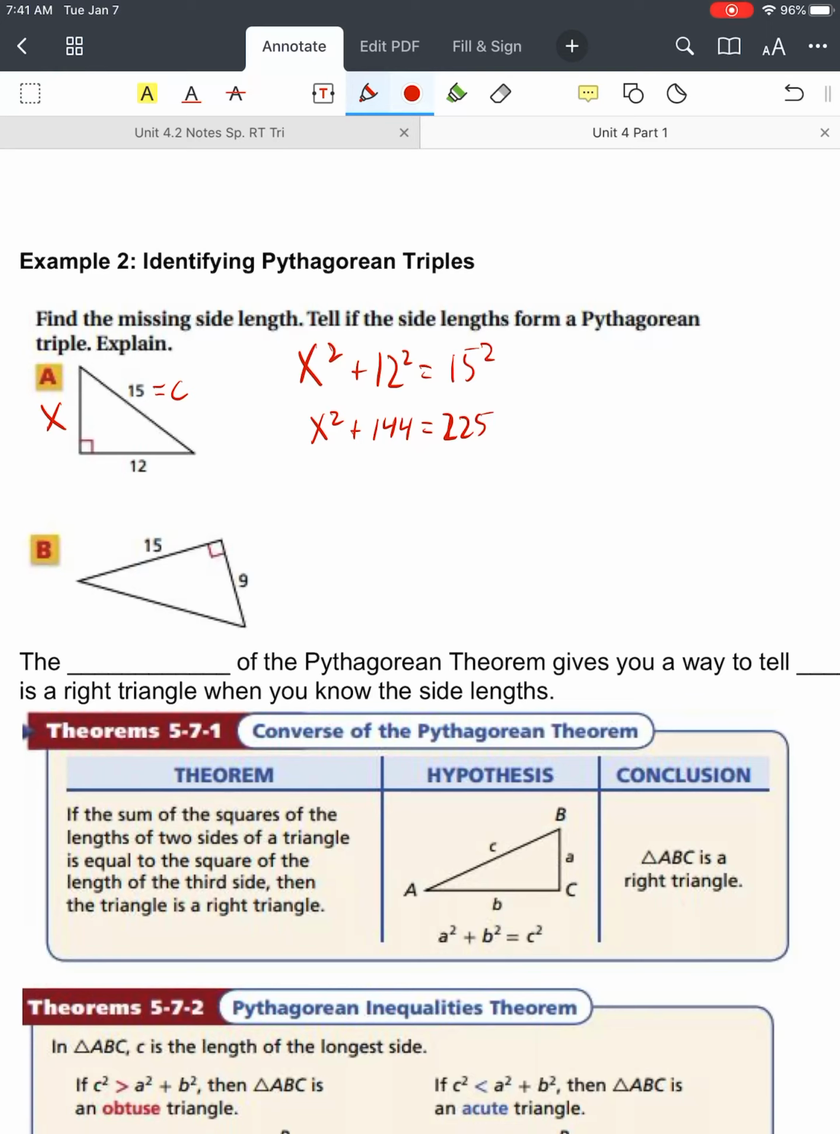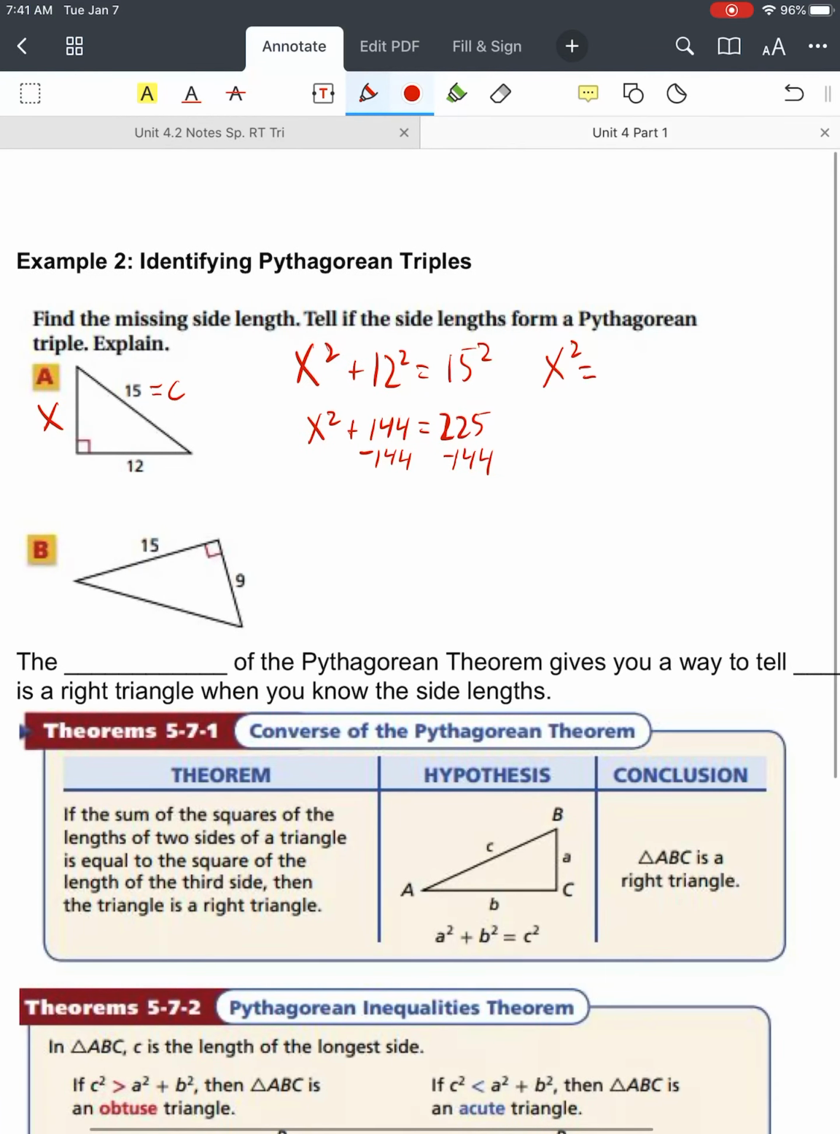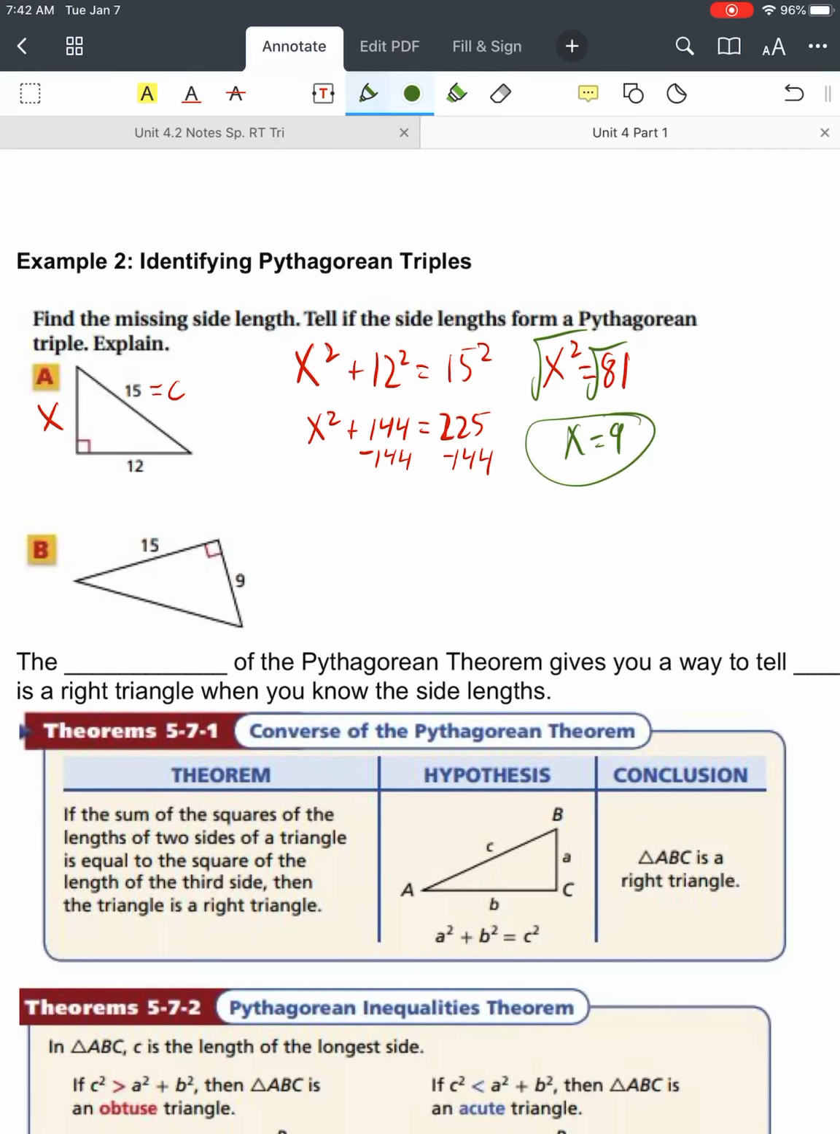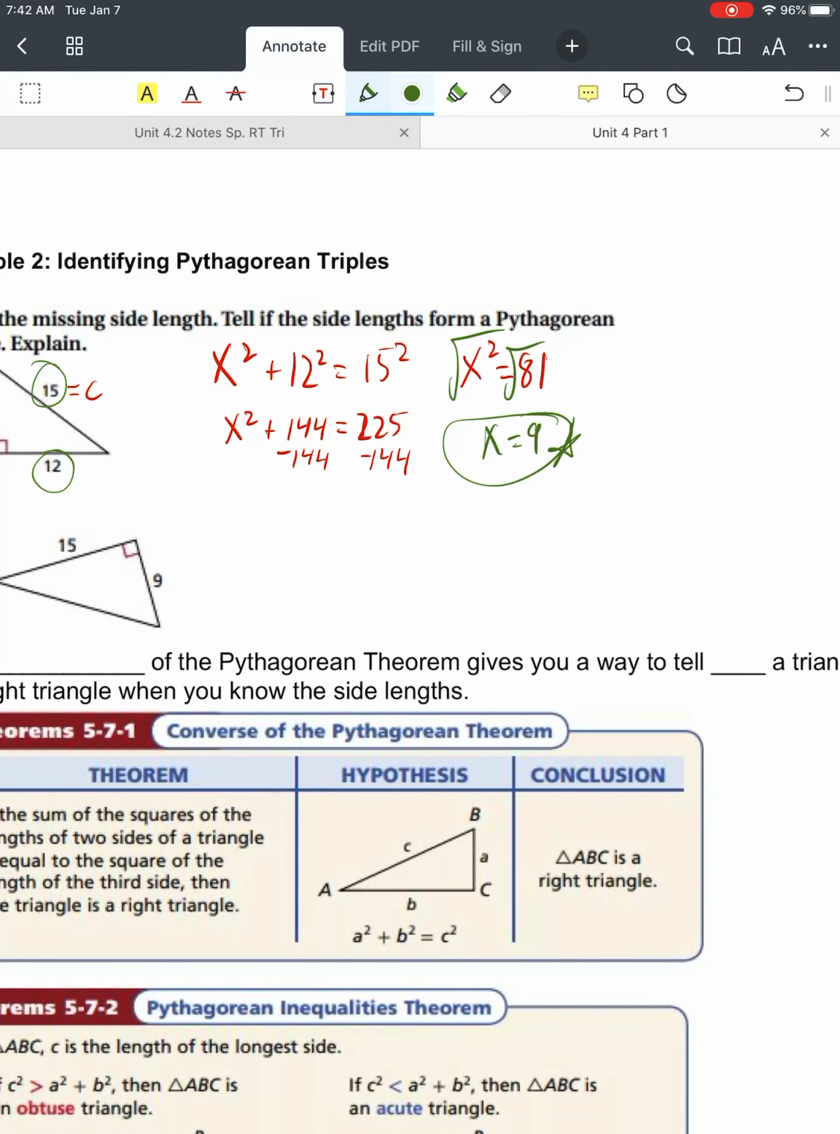When I square 12 and 15, I'll subtract 144, so we get our x squared by itself. We're left with 81, and when I take the square root to get rid of that squared, I get x equals 9. Since this is a whole number, 15 is a whole number, 12 is a whole number, this is a Pythagorean triple.